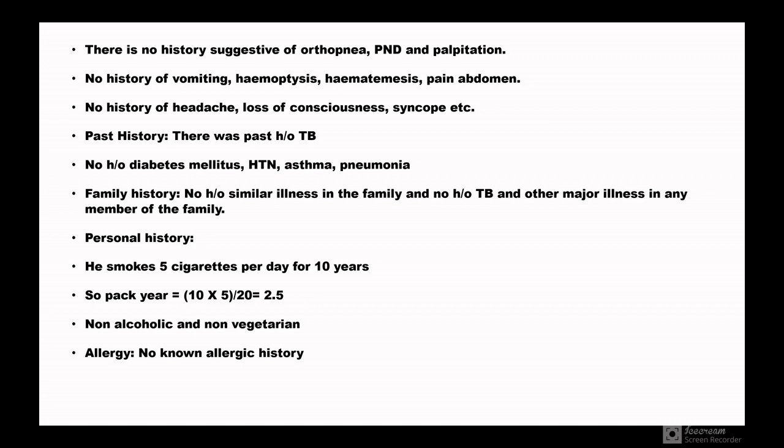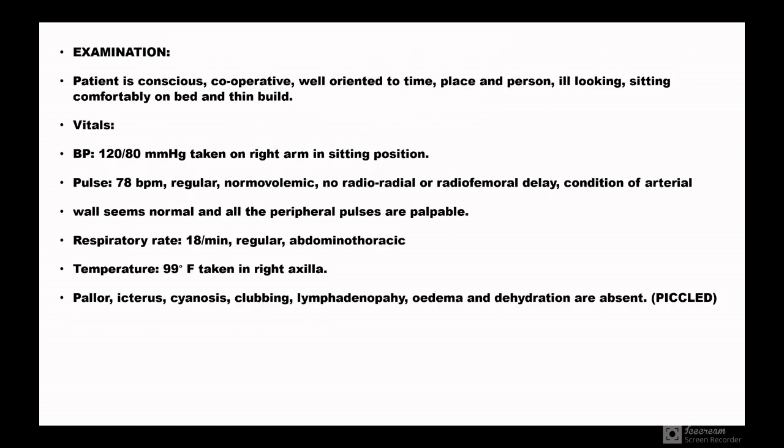Family history shows no history of illness in the family, with no history of TB and other major illness in any member. Personal history shows that he was smoking 5 cigarettes per day for 10 years. So now you can take out the pack years, that is years into cigarettes per day divided by 20, because in a pack of cigarettes 20 are there. So 2.5 pack years, non-alcoholic, non-vegetarian, no allergic history.